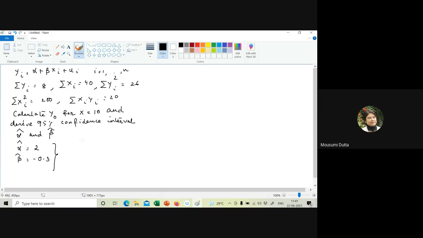These are the two values. What is x naught? 10. Okay, so what will be this value? Minus 1. So the first part is complete.